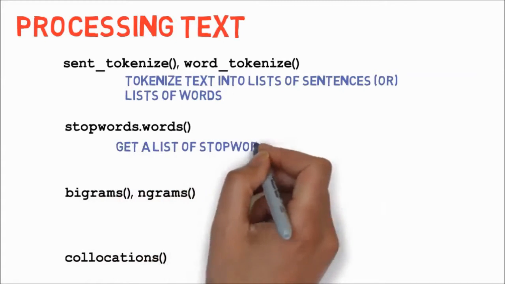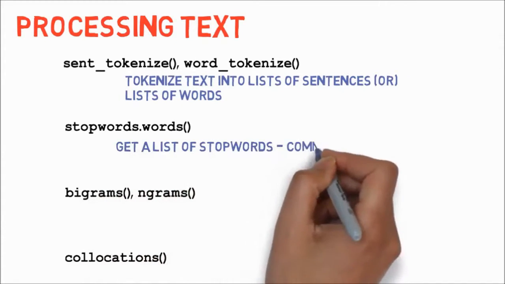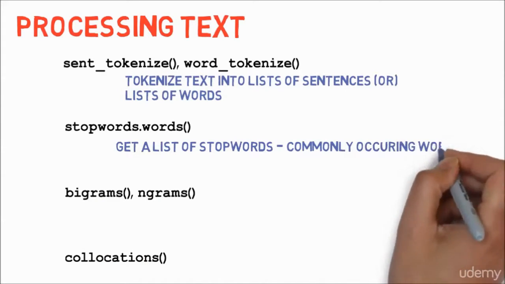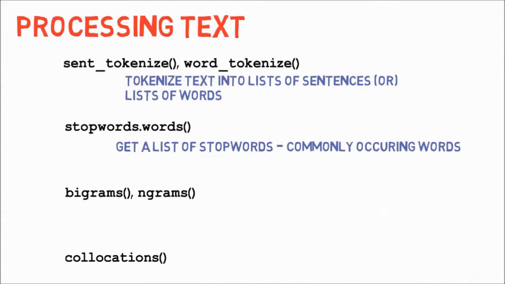Stopwords.words will generate a common list of stopwords as a list, which you can either convert into a set or keep as a list. Then you could always check whether a word is present in this list of words before you do any processing with it. That way you can filter out stopwords.